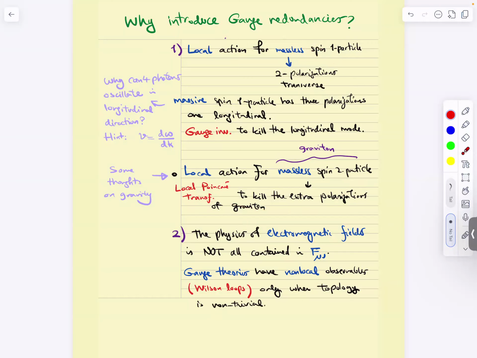The physics of, but these are 2 things. Here we're just insisting on locality because we want to write down an action, because path integrals were convenient, right? But the real reason is that electromagnetic fields are not just E and B, are not just F_mu nu. They have gauge theories, have genuinely non-local degrees of freedom. They are called Wilson loops, and they appear only when, quote unquote, topology is non-trivial.